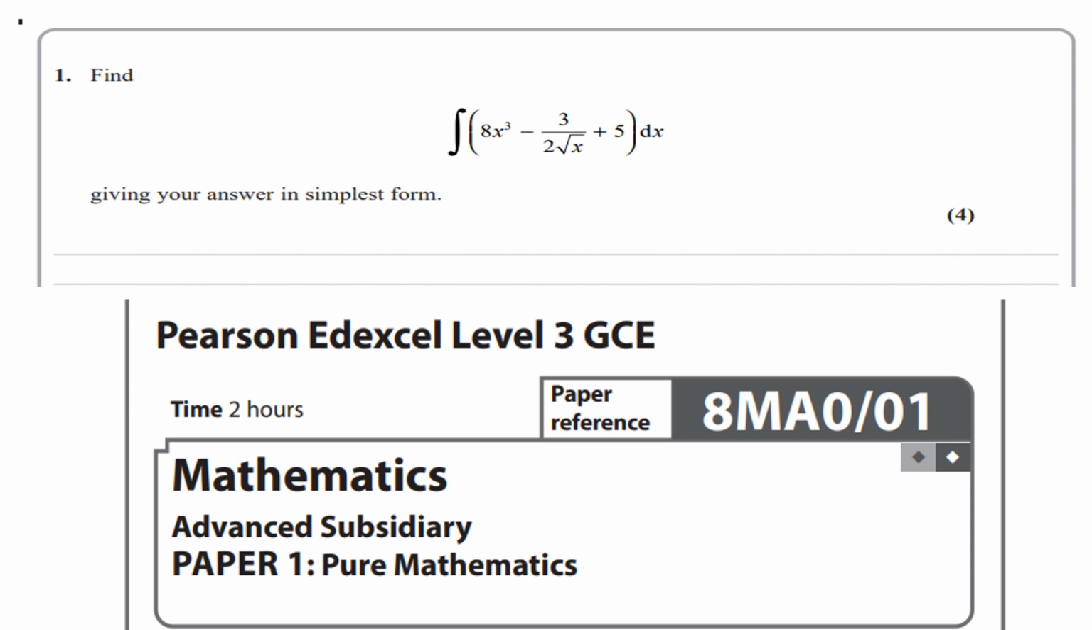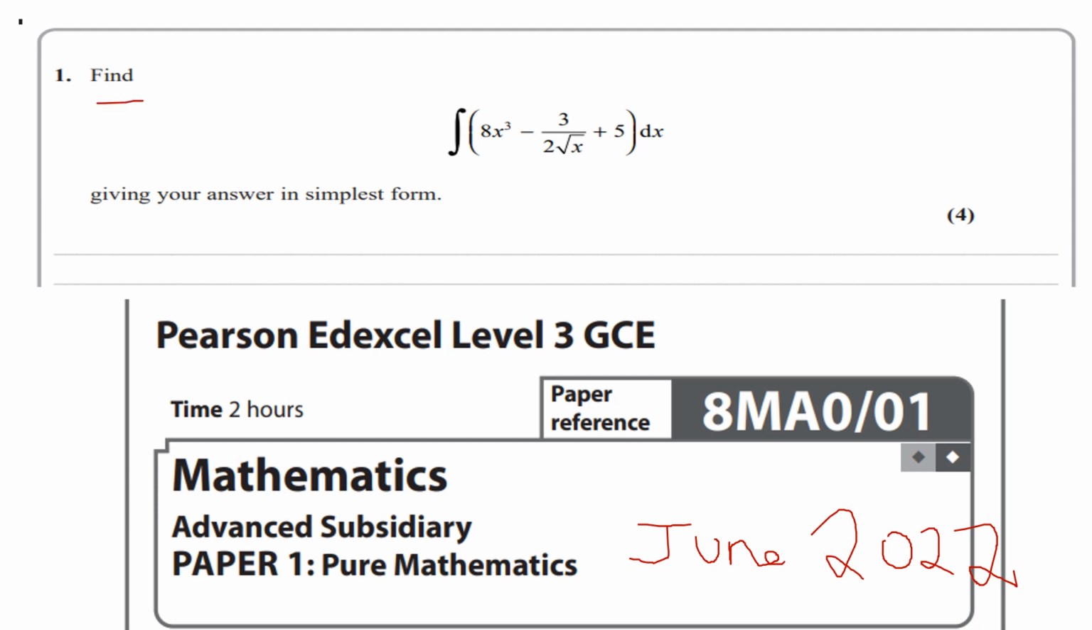Pause the video now, guys, and try question number 1 on the Edexcel Maths Pearson paper 1 pure maths. It's the June 2022 past paper, so the most recent paper on the exam board's website for Edexcel Pearson. So pause the video and try the question. Can you get 4 out of 4 on question 1?